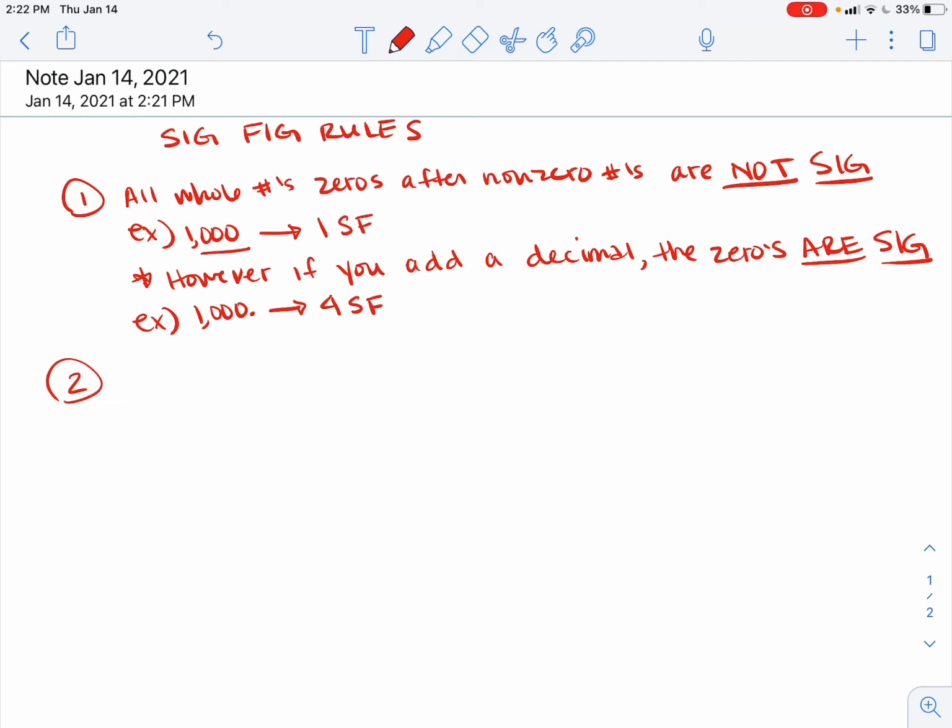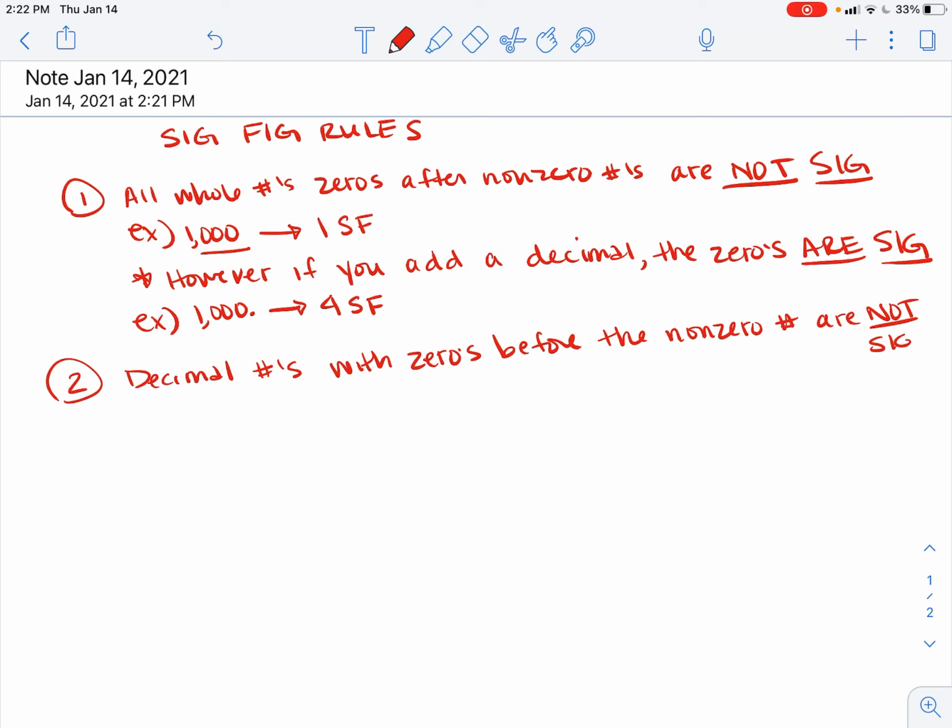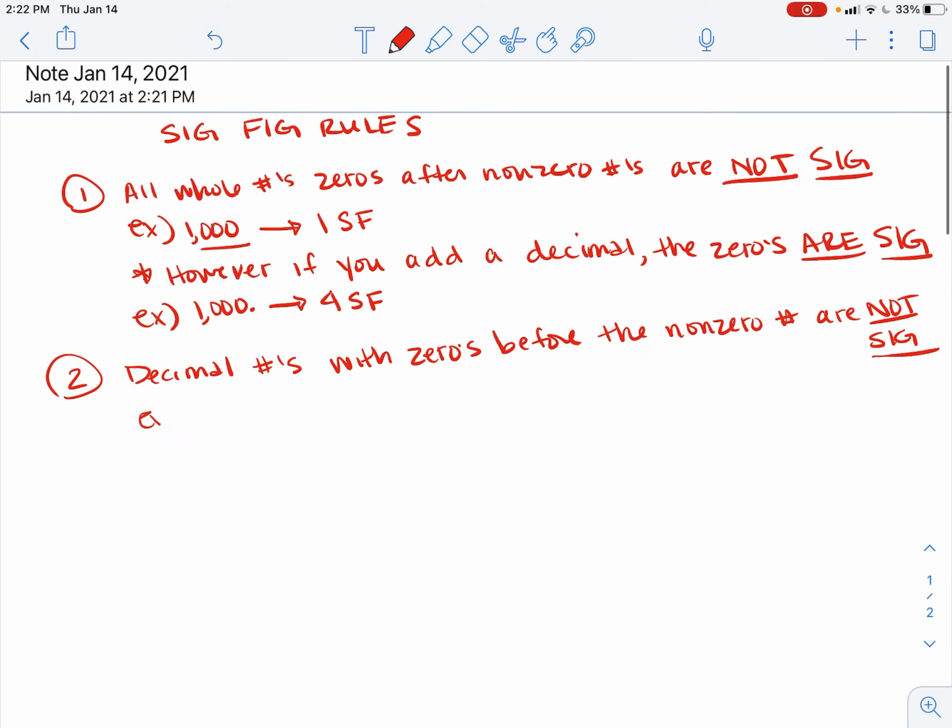And then the second rule, decimal numbers, zeros before the non-zero number are not significant. So like 0.005. Those zeros right there are not significant. So this is one significant figure. Those zeros are just placeholders.